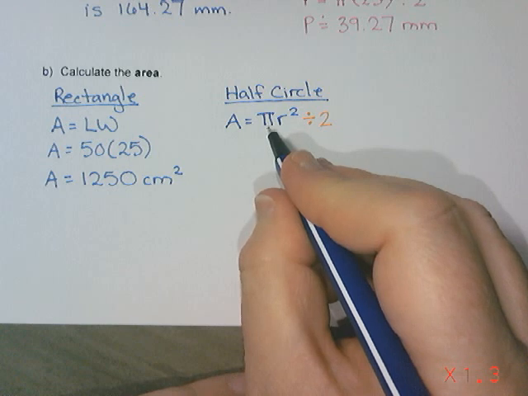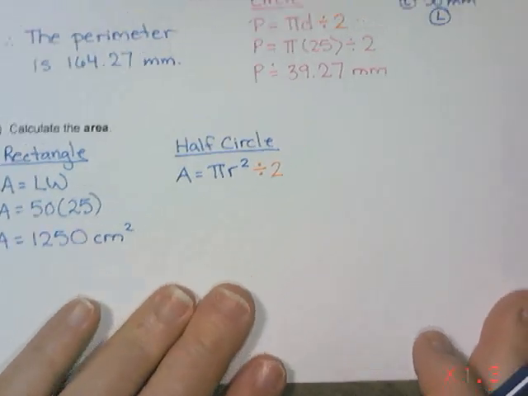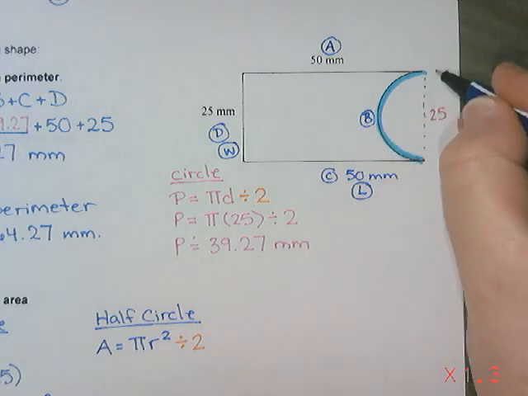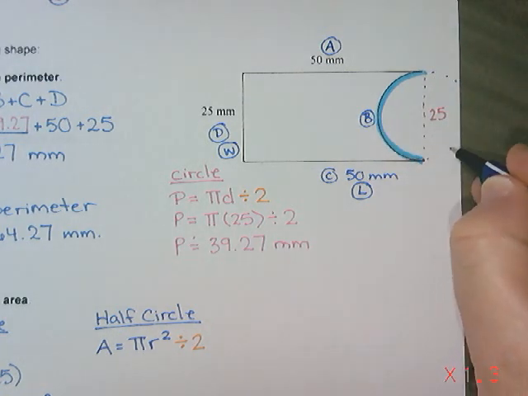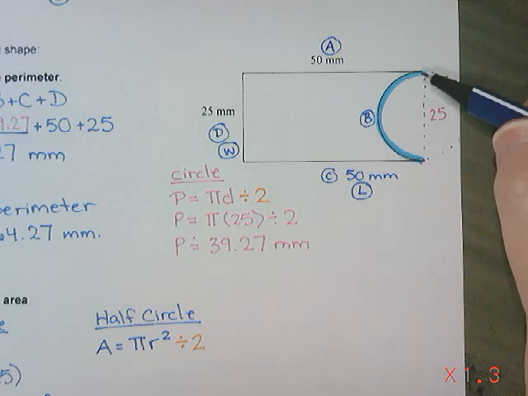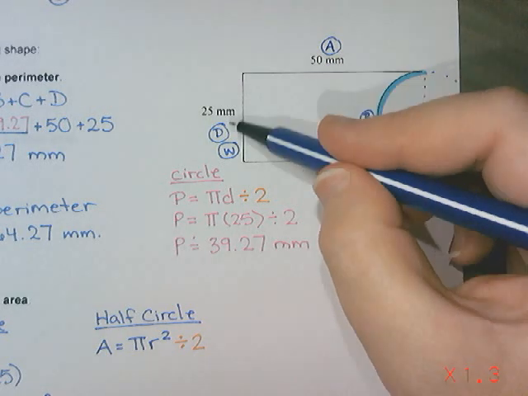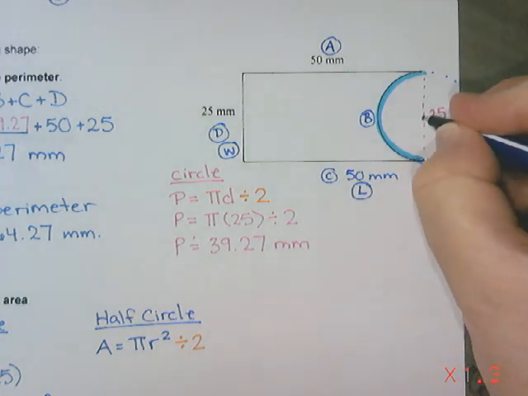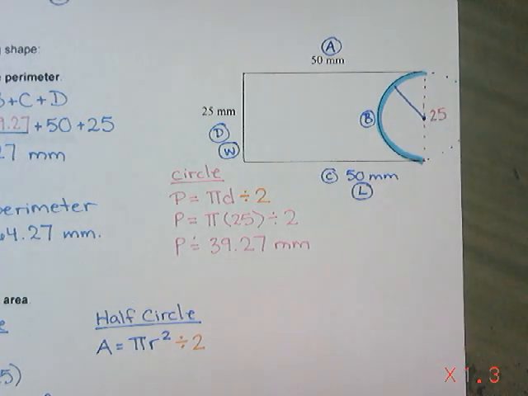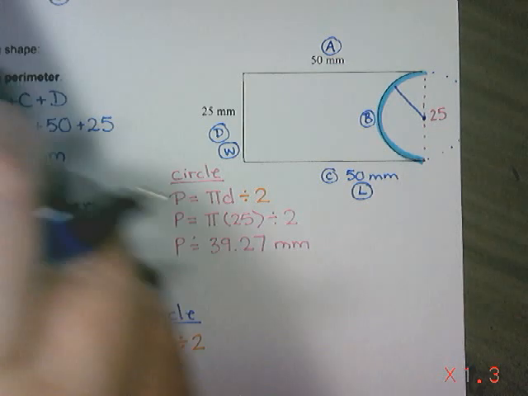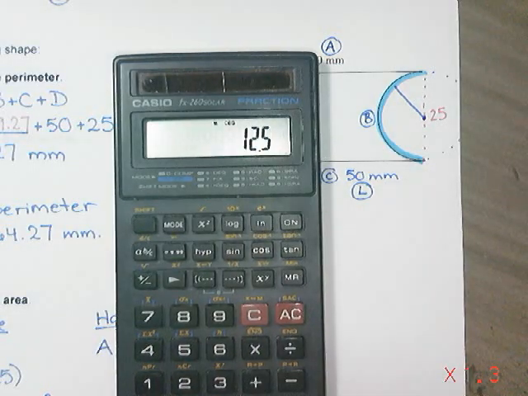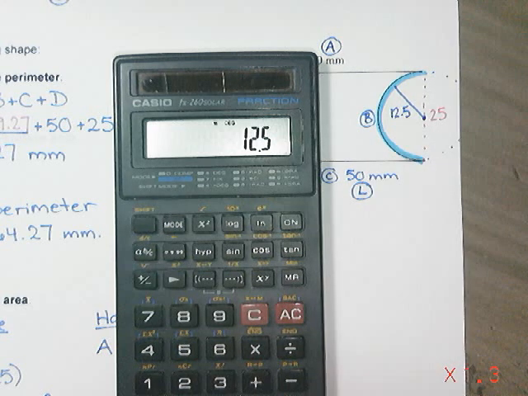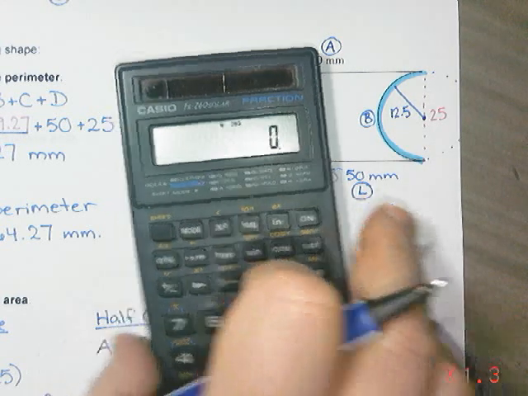Okay, so I'm going to use my pi button, but I need to figure out my radius. So I'm going to go look at the picture. So here's my circle, right? We only have half of it. I know the diameter is 25 because it's the same distance as it is over here. So the radius would be half of that. So half of 25 is 12.5. So the radius here is going to be 12.5 centimeters.